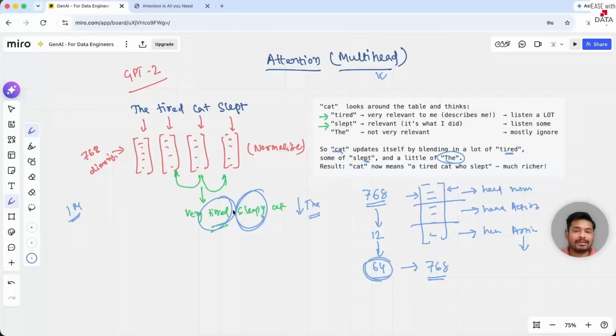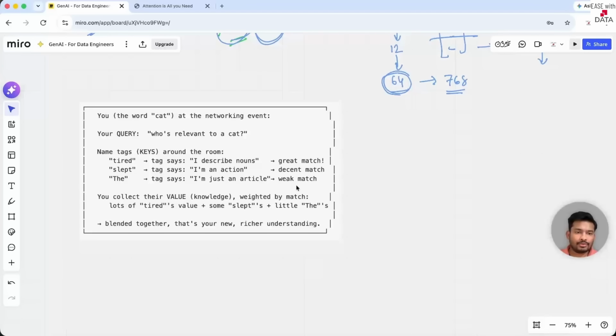How does cat actually understand that it has to take more of tired, less of slept, and very less of the? In order to understand how cat understands that tired is more relevant, slept is a little less relevant, and the is very less relevant to it, consider cat is at a networking event of word embedding vectors. In that networking event, cat asks a question, which is a query: who is relevant to cat? There are other word embeddings available in that networking event, which are tired, slept, and the.